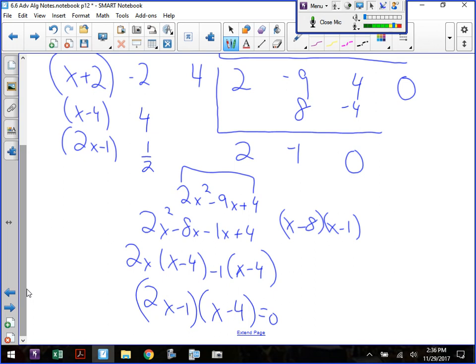Remember, what times what's 8, you add together to get -9. And then what's happening up here is we forgot that the 2 has to stay out in front.